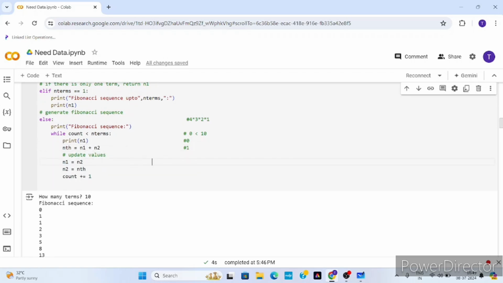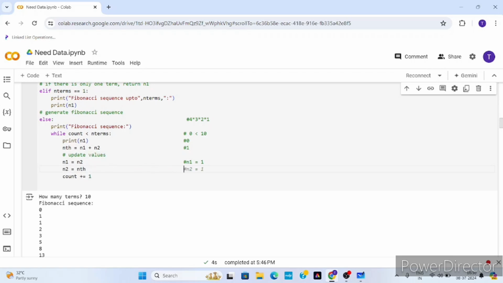Okay. Now update the values. n1 equal to n2. This is like swapping two variables with a temp. So here nth means temp. Let's take the nth value as a temporary variable. Now n1 equal to n2. The n1 value is 0 and the n2 value is 1. So the n2 value is getting assigned to n1, right? So 1 will be assigned to n1. Now n1 equals 1.